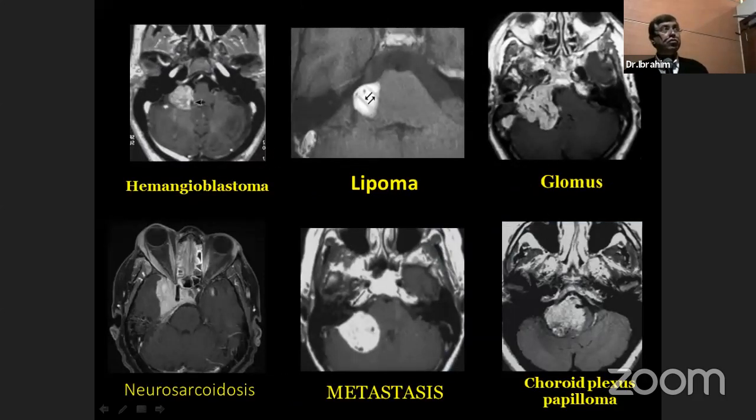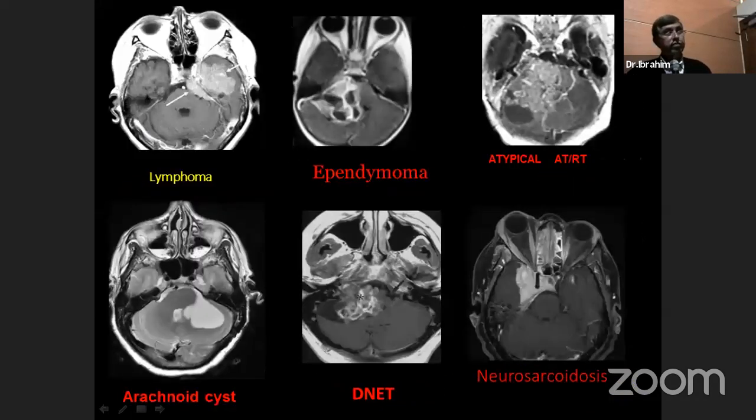Hemangioblastoma. They don't only occur here. They're not all cystic. They can be totally solid. Lipoma, glomus jugulare. Oh, it's easy. Let's go in. They would kill the patient. Neurosarcoidosis, treated with gamma knife. Metastasis, the same thing. Choroid plexus, going through the lateral recess of the fourth ventricle. Lymphoma, ependymoma, atypical ATRT, arachnoid cyst, DNET, and so on.